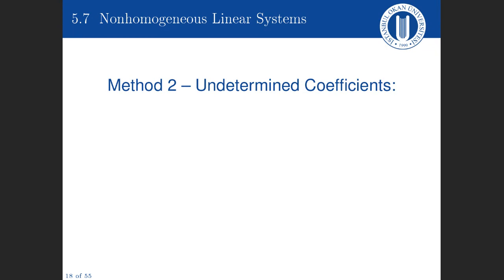So that was the method of diagonalization. We need the eigenvalues and the eigenvectors, we need the transition matrix T, and then we need to solve the new equation y prime is equal to T inverse A T y plus T inverse g. After we solve that, we multiply by T to get the solution to the equation that we started with. Method two is our method of undetermined coefficients.